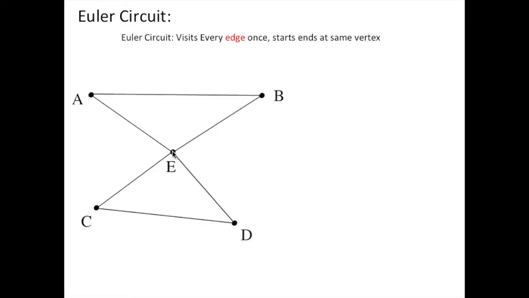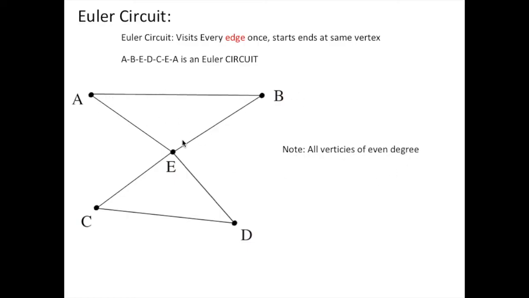If I started at E, I could go E to A to B to E to D to C and back to E. And we didn't go over the same edge, but we started and we ended at E. If we started A to B to E to D to C to E to A, that is an Euler circuit. We began at A, we ended at A, we never went over the same edge twice. Note, all vertices are of an even degree.